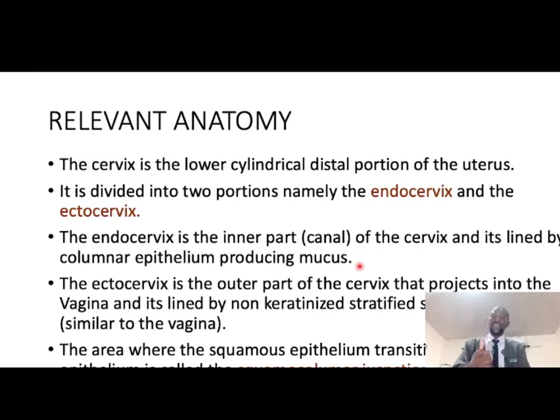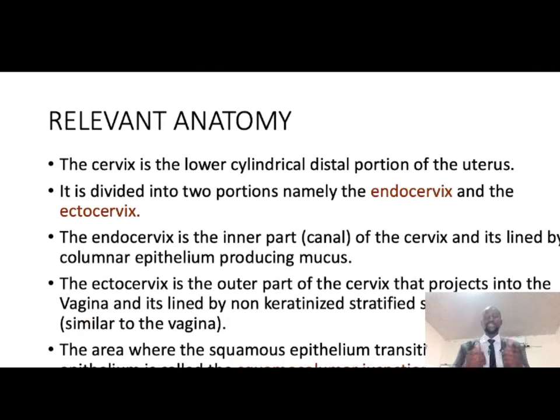The ectocervix is the outer part of the cervix that projects into the vagina, and this is lined by non-keratinized stratified squamous epithelium, similar to the epithelium in the vagina. The area where this squamous epithelium transitions to columnar epithelium, where the ectocervix and the endocervix meet, is what we call the squamocolumnar junction.